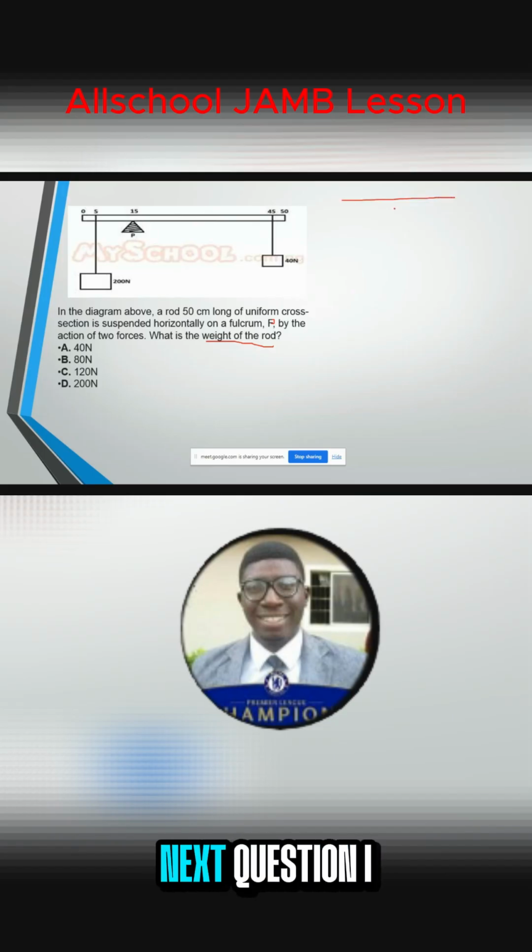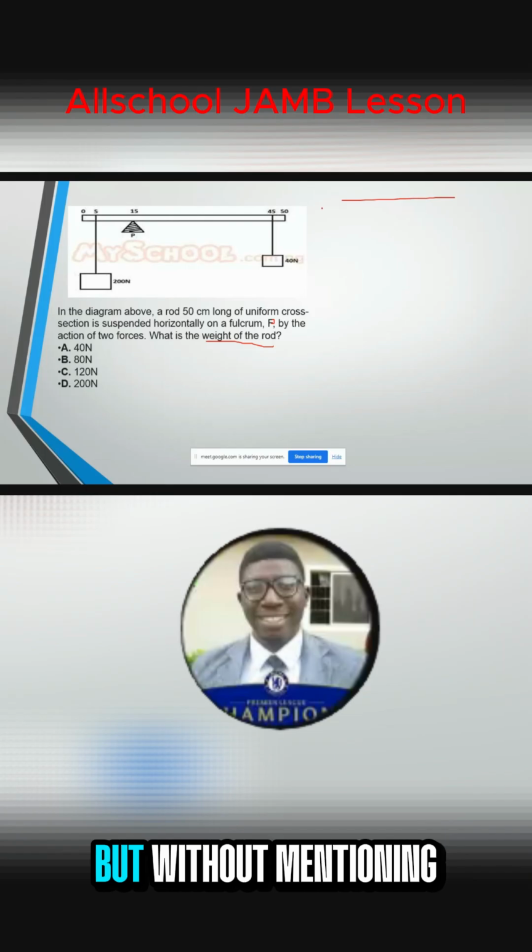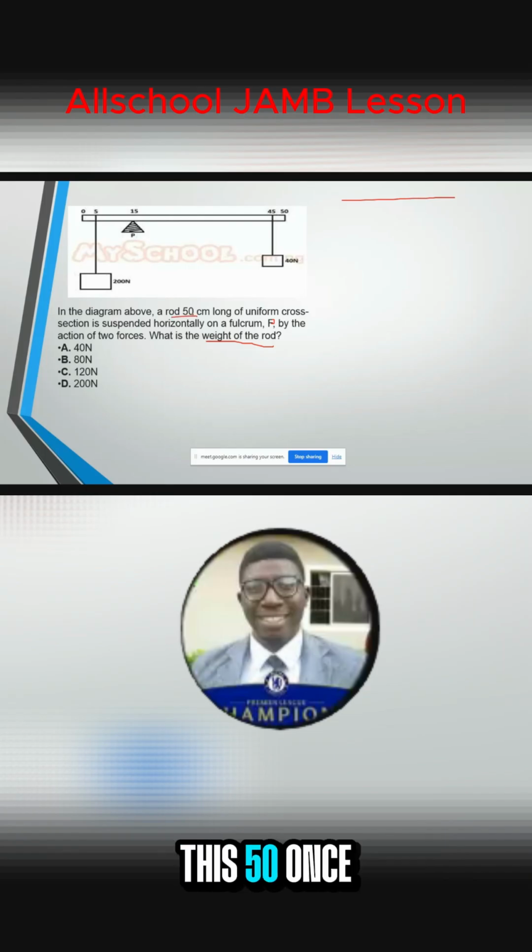Okay, then next question I want to ask you: what is the length of this meter rule in this question? Is it given? It's 50. But without mentioning this 50, once you see 0 and 50 at the end, length is what? 50.